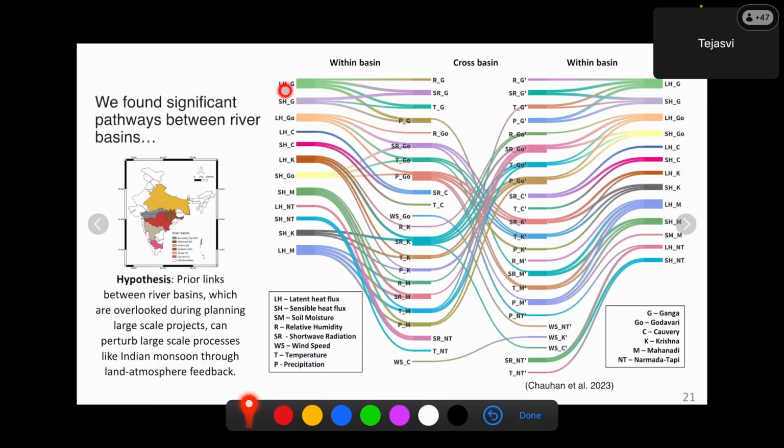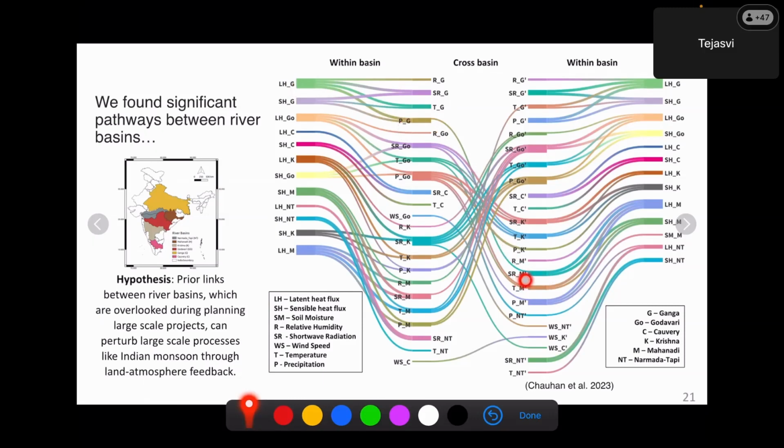So there are within-basin connections from land to atmospheric variables. So this is relative humidity, shortwave radiation. So there are within-basin upward connections, and then there are cross-basin atmosphere to atmosphere connections. So for example, latent heat in Ganga basin contributes to precipitation in Ganga basin, but simultaneously it is also related to solar radiation of Mahanadi basin.